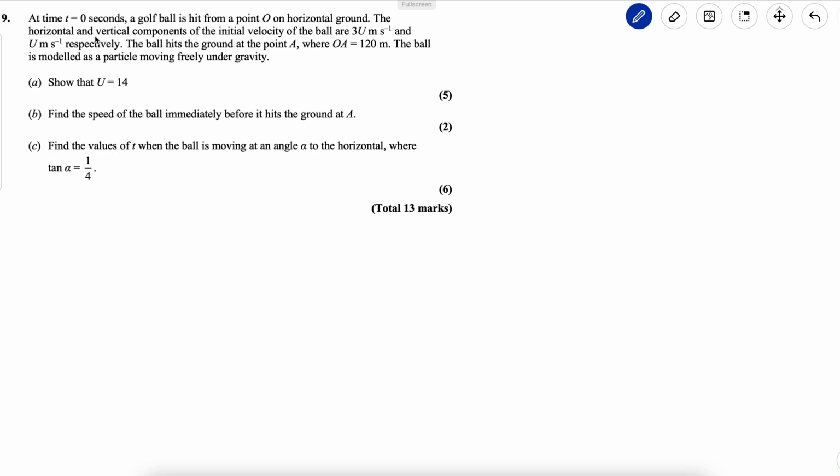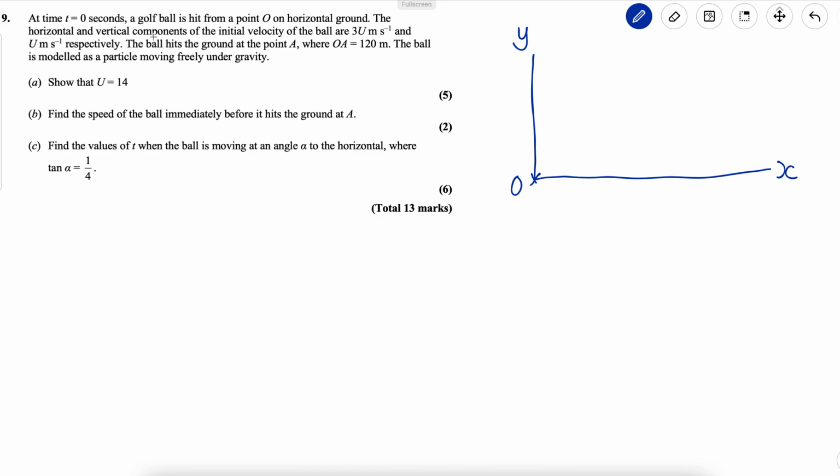Question 9. This is about a golf ball being hit up in the air and returning back to the ground. I'm going to draw a diagram for the path of the particle, in terms of its x direction and y direction. It's hit from the point O on horizontal ground.